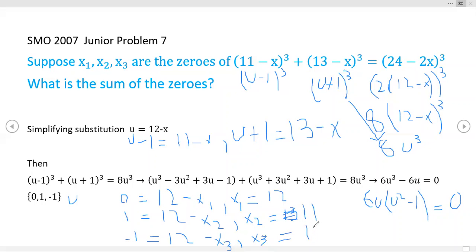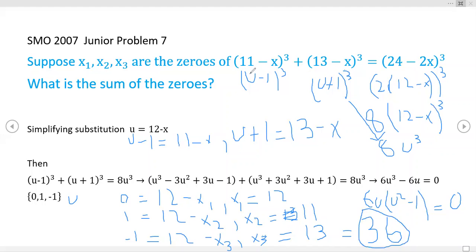Now let's not forget what the problem called for. We're supposed to find the sum of the zeros. That is, x sub 1, x sub 2, x sub 3 are the zeros. What is the sum of the zeros? Well, if you add up 12 plus 11 plus 13, we're summing these numbers. 12 plus 11 is 23. 23 plus 13 is 36. So the answer to this problem, and you may think that was kind of tedious, but it's really just busy work. I wouldn't call it super tedious. So the sum of the zeros is 36.